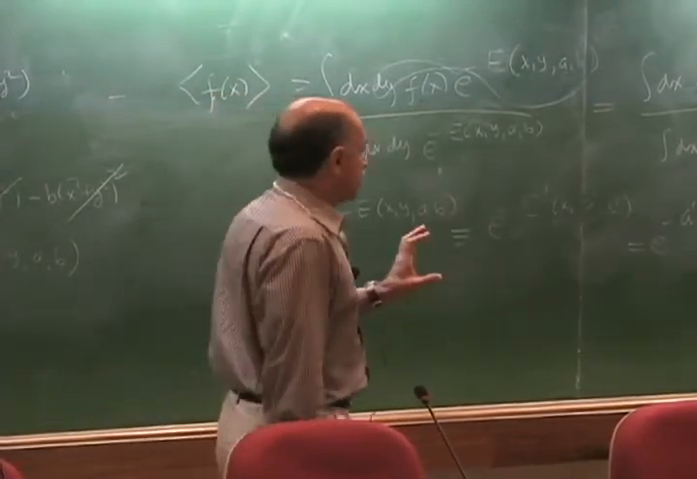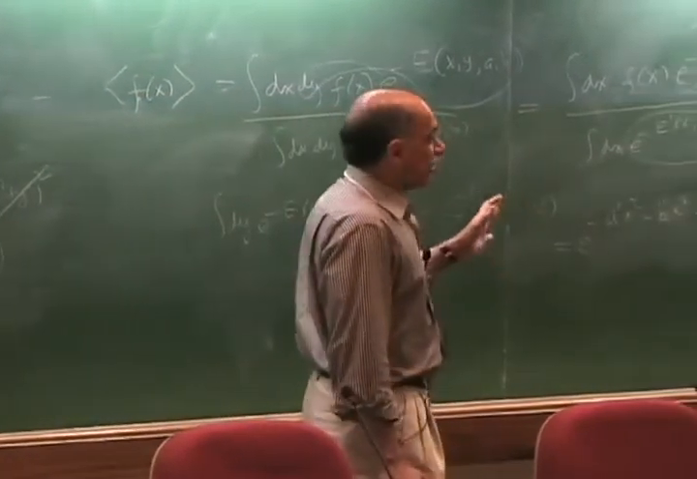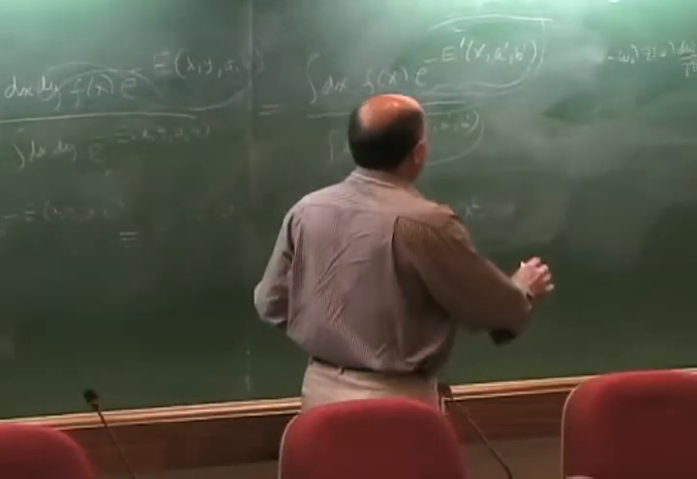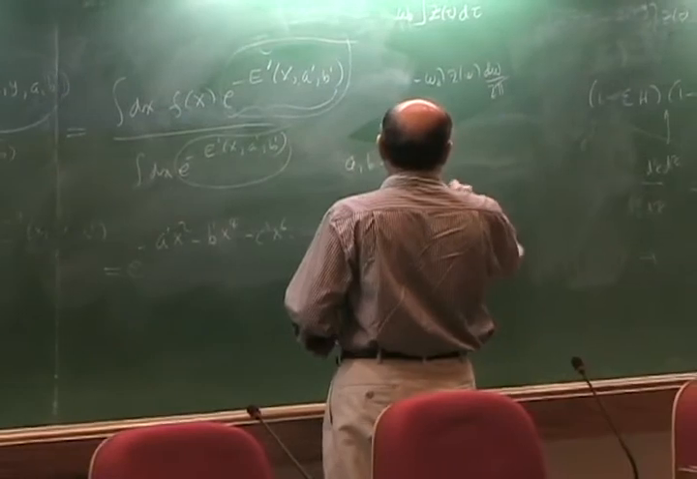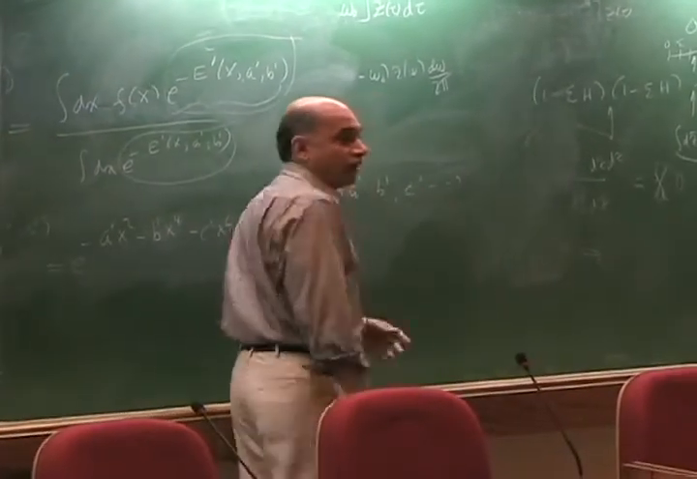Okay, now here is the punchline. This process by which the original couplings A and B and whatnot turn into A prime and B prime and C prime, that's called renormalization.